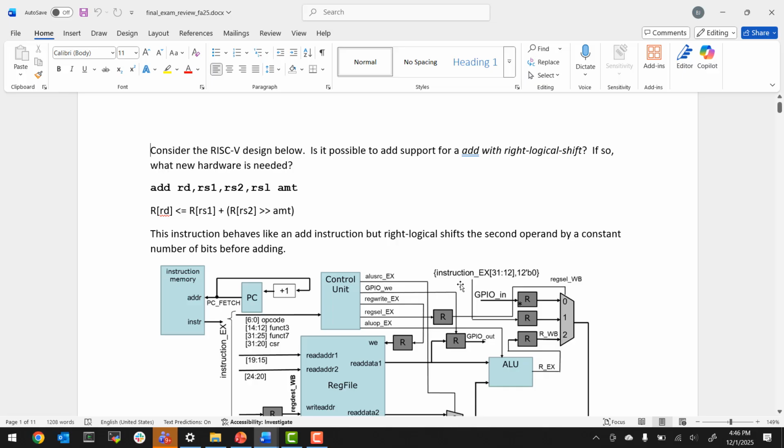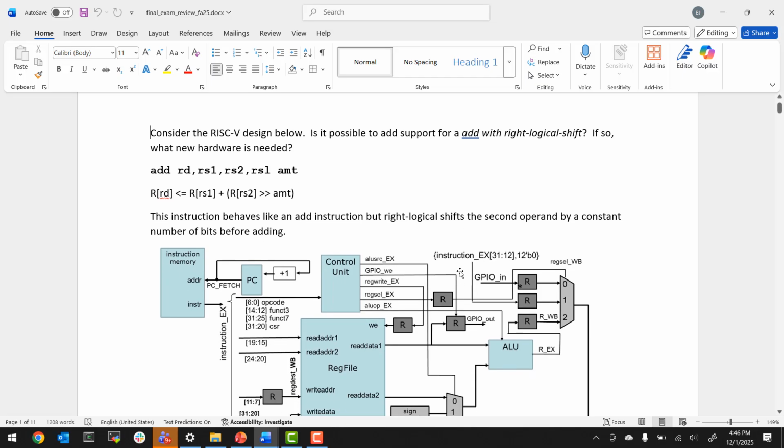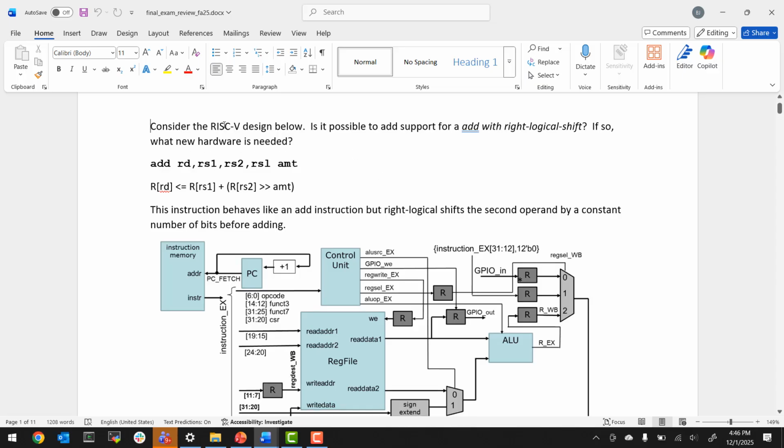Here's an example question I might add that combines stuff from both halves of the semester. It says, consider the RISC-V design below. Is it possible to add support for an add with right logical shift? What does that mean? It means you're adding 2 registers, but before you add, you shift the contents of the second register. Why would you do this? Can anyone think of a reason why you'd want to do that?